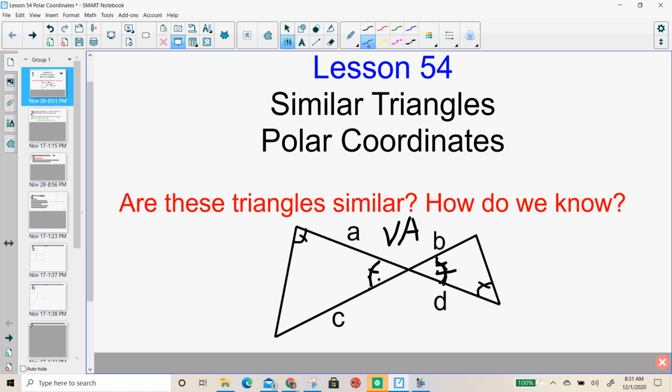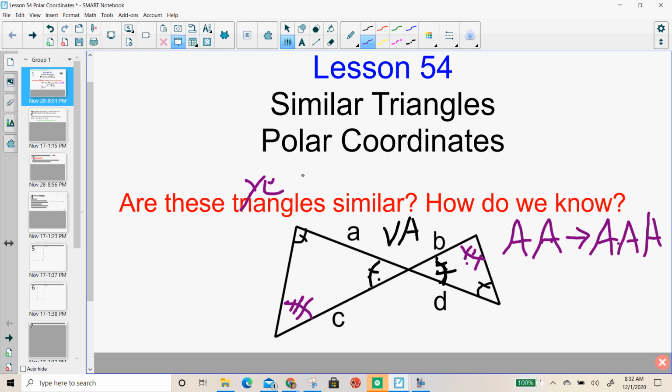Then if I have 2 angles that are congruent, how do I know that the 3rd set has to also be congruent? Unmute or type. Sort of triangle sum, but that would be the long way to get there. We've learned that the shortcut is to say, if we know 2 sets of the angles match up, the 3rd one will automatically match up. So AA and then an arrow, not equals. AA implies AAA. So yes, they are similar.